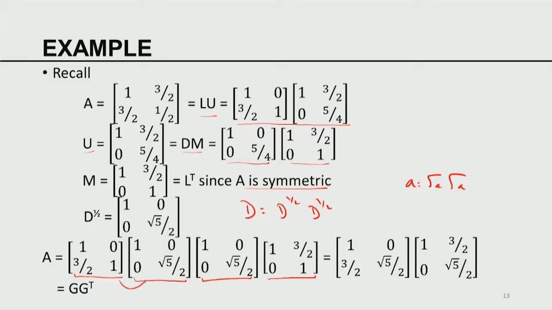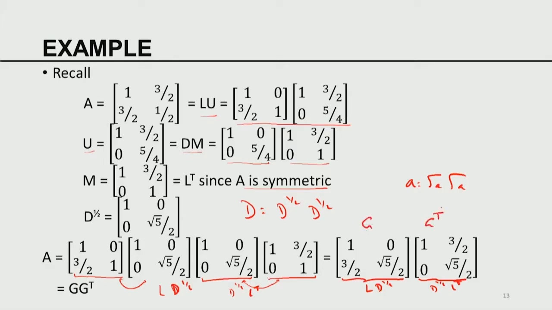So this part is essentially L D to the power half. This part is D to the power half L transpose. So this element is L D to the power half. This element is D to the power half L transpose. I'm going to call this G. Therefore, this A is equal to G G transpose.